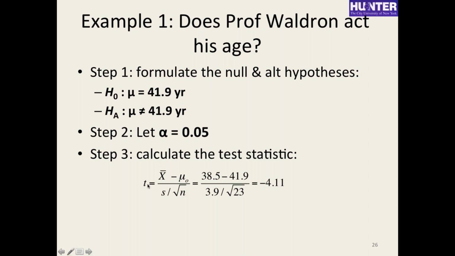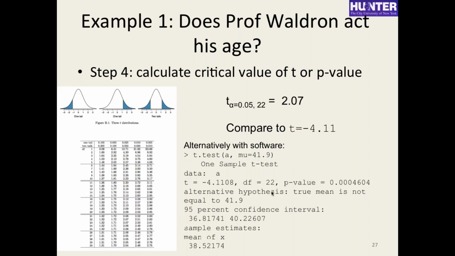So we calculated the t-score for the difference between the average that the students guessed versus his real age, over the standard error of the guesses. There were 23 students who guessed. The standard deviation for their guesses was 3.9, and the t-value came out to be -4. In other words, they underestimated his age by a t-score of 4 standard deviations. So 4 standard deviations is very unlikely, right?